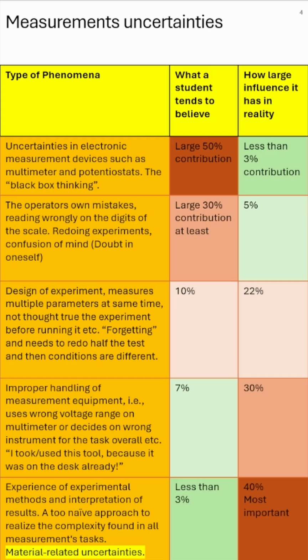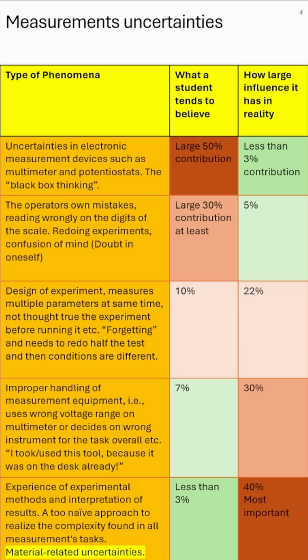So here's a table that describes how the students tend to believe what type of phenomena influences the measurement uncertainties, and how that relates to how it is in reality. So I made this table to make you reflect on how the contrast between these two things really are.